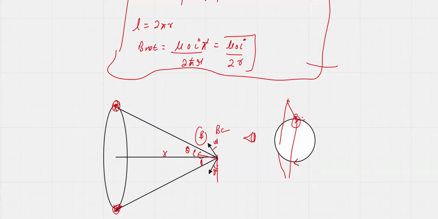Yeah, B sin theta. So at the end of the day, what you need to do is just calculate B sin theta, because cos theta gets cancelled out. Integrate B sin theta for the complete circle, and you will get the answer. This is what we will be discussing in the next class.